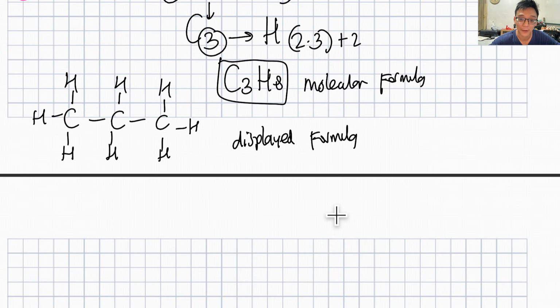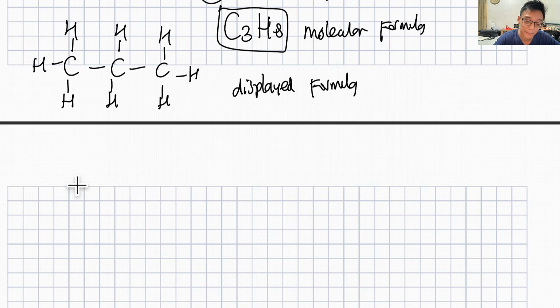On some past papers, it can also appear like this: 1, 2, and 3. Every point here means that it is 1 carbon. This is called the skeletal formula.